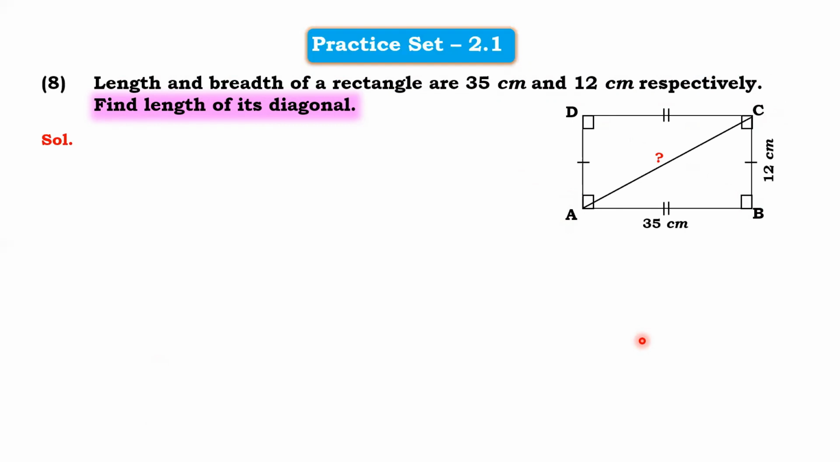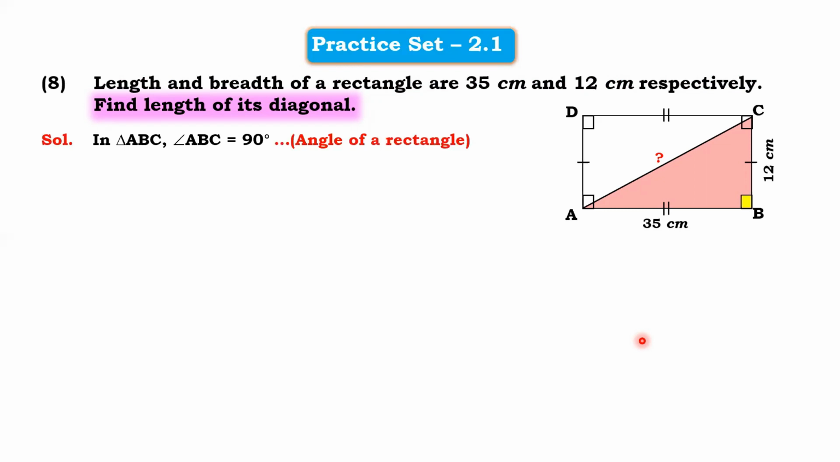Now due to diagonal AC, we have a right angle triangle. If you see triangle ABC, it's a right angle triangle with right angle B. So we'll mention that in triangle ABC, angle ABC is equal to 90 degree. Now tell me students, why is angle B 90 degree? Yes, angle B is 90 degree. It is not given. Angle B is 90 degree because it is an angle of a rectangle.